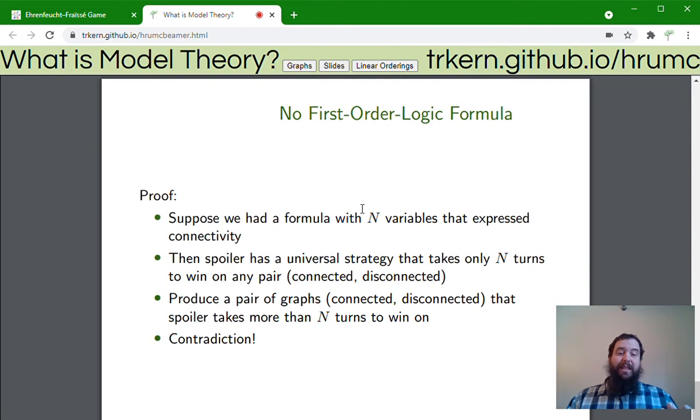Now, admittedly, Spoiler is eventually going to win, but our claim when we said that we had a formula with n variables in it was not just that Spoiler would eventually win on any pair of graphs where one is connected and one is disconnected. Our claim was that Spoiler could win in n turns, and all we need to do then is produce a pair of graphs where Spoiler can't win in n turns.